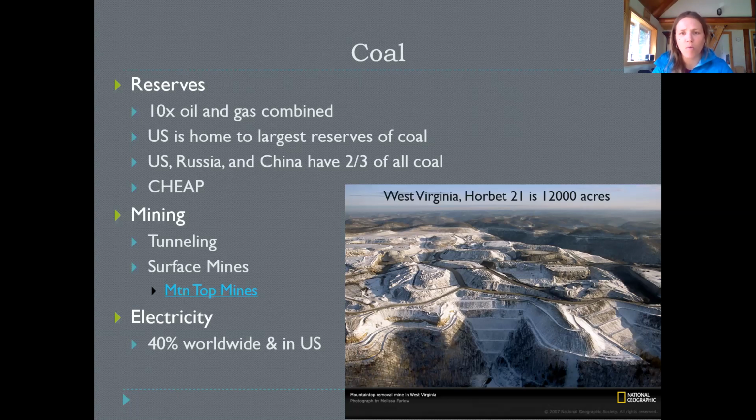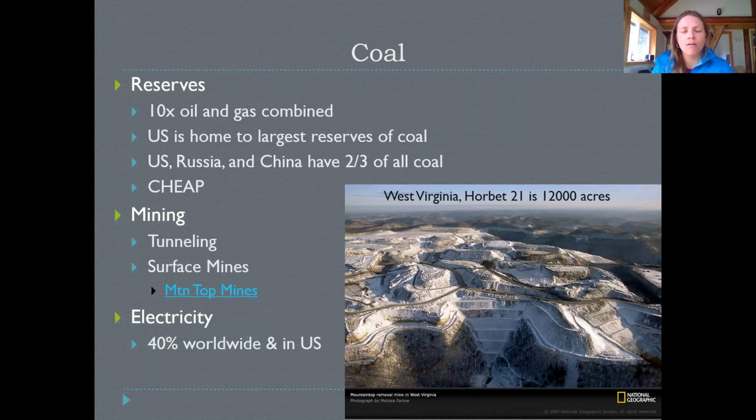is a lot safer for the people that work in the mine, but is obviously super destructive to the local and regional environment, because they basically just take off all the overlying rock and soil, and then they dig down to where the coal beds are, and then they remove them from the surface. So this is a mine that's called the Horbit 21 mine, and it's a 12,000 acre mine in West Virginia. So you can imagine the local environment and local communities have a really big recreational, aesthetic, but also environmental impact from living in the region of this mine.